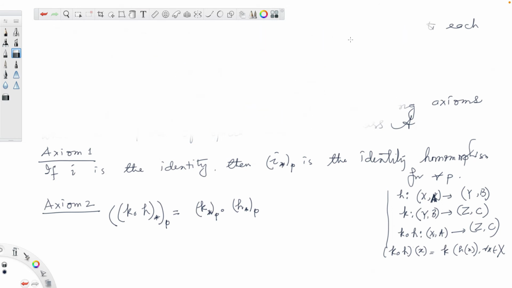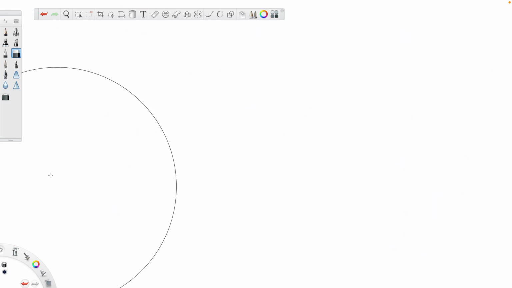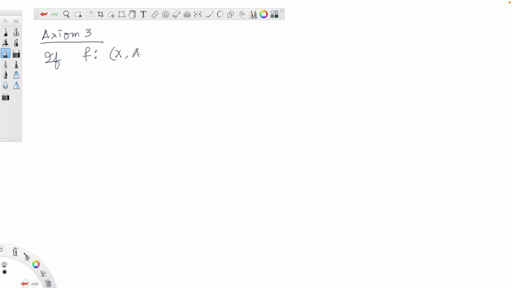Now the third axiom, which is axiom 3, tells us that if F is a map between two pairs X comma A and Y comma B, then the following diagram commutes.